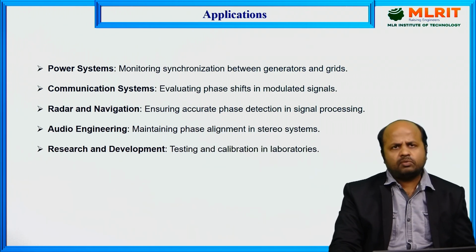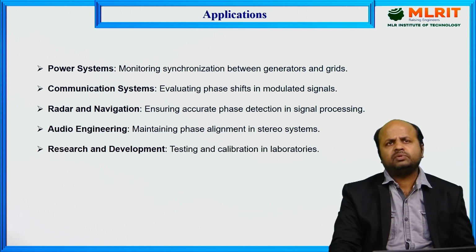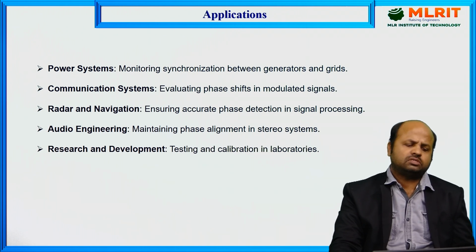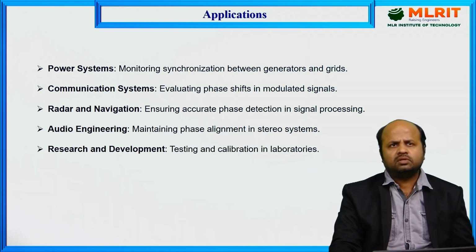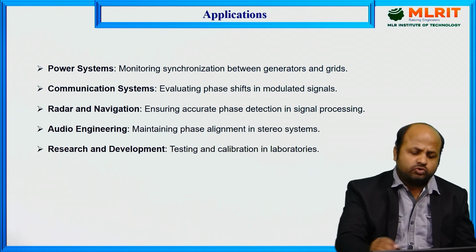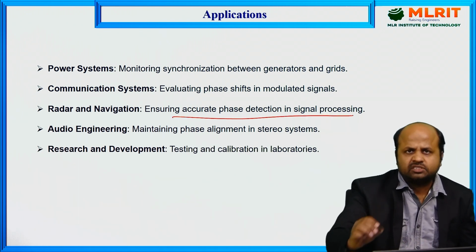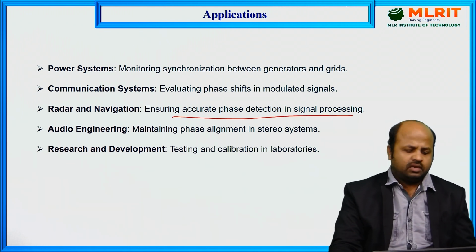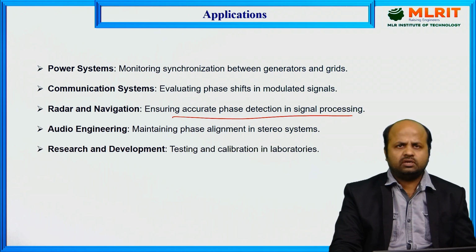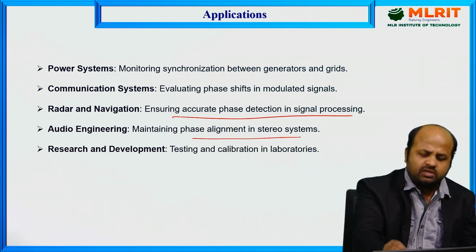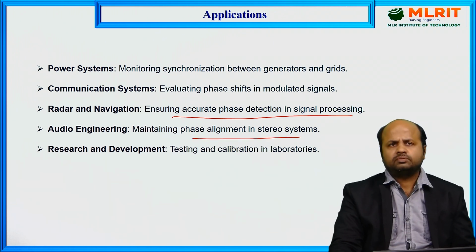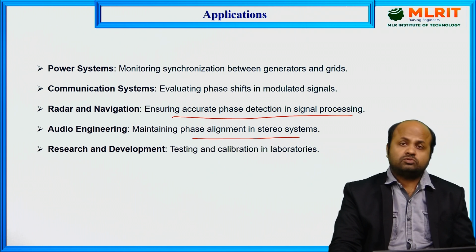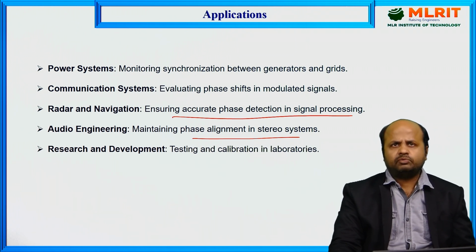So these are some of the applications. The digital phase meter is widely used in power systems, communication systems, radar and navigation, ensuring accurate phase detection in signal processing. It can also be used in audio engineering, maintaining the phase alignment in stereo systems, and it is also used in research and development for testing and calibration in laboratories.